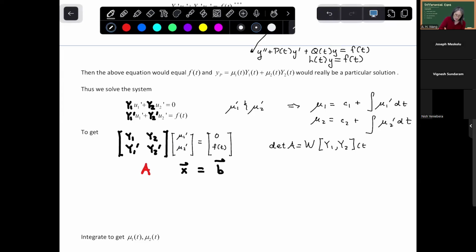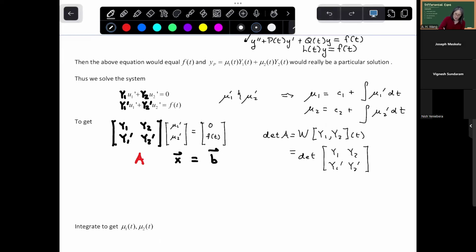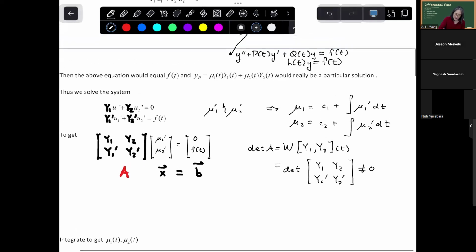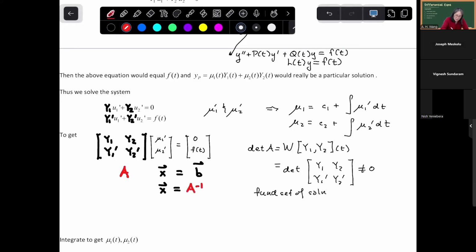Because how do you do the Wronskian? You write the y1, you write the y2, y1 prime, y2 prime. And then you just go like this and this. So you know that it's a fundamental set, because we already know it's a fundamental set of solutions. So we know the Wronskian does not equal 0. So if the determinant of A is not 0, then A has an inverse. So now you know X is going to be equal to A inverse B.